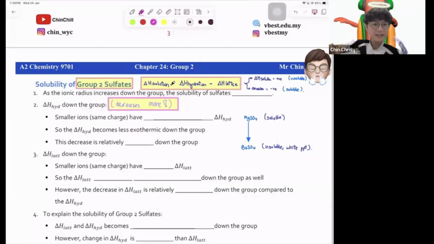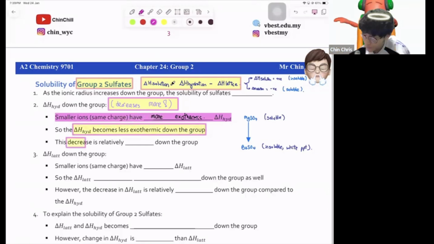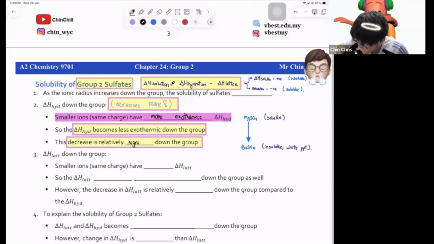The reason is we are comparing individual size. Guys, highlight: smaller ions have a more exothermic or more negative delta H hydration. Remember, highlight this part. Hydration becomes less exothermic down the group. And highlight this part: the decrease is very significant. Put 2 stars here, guys.